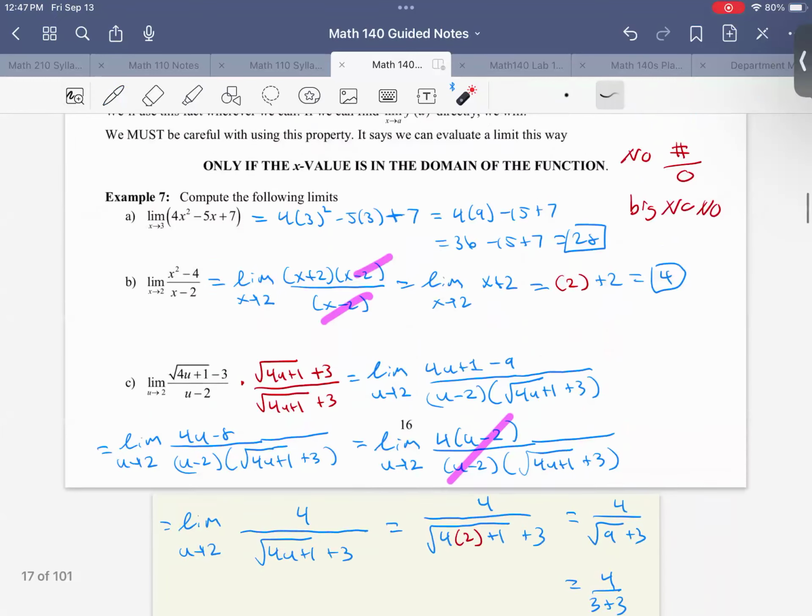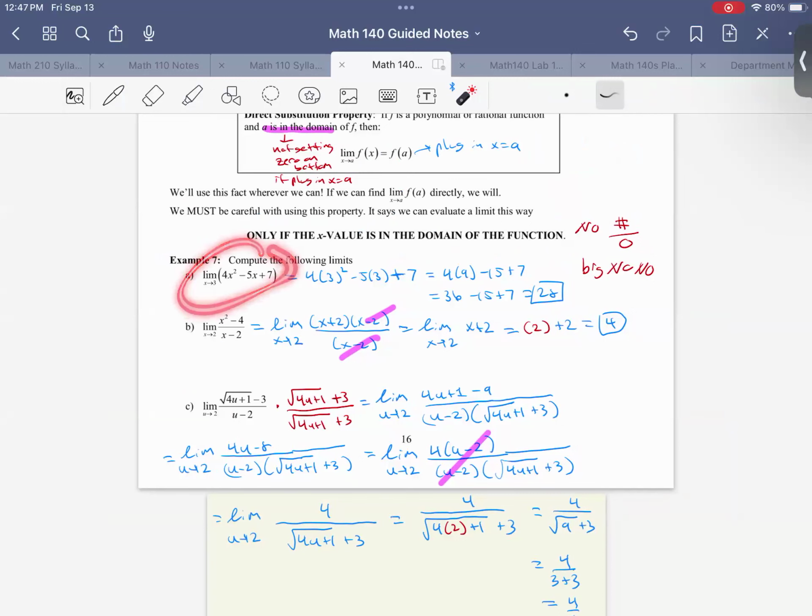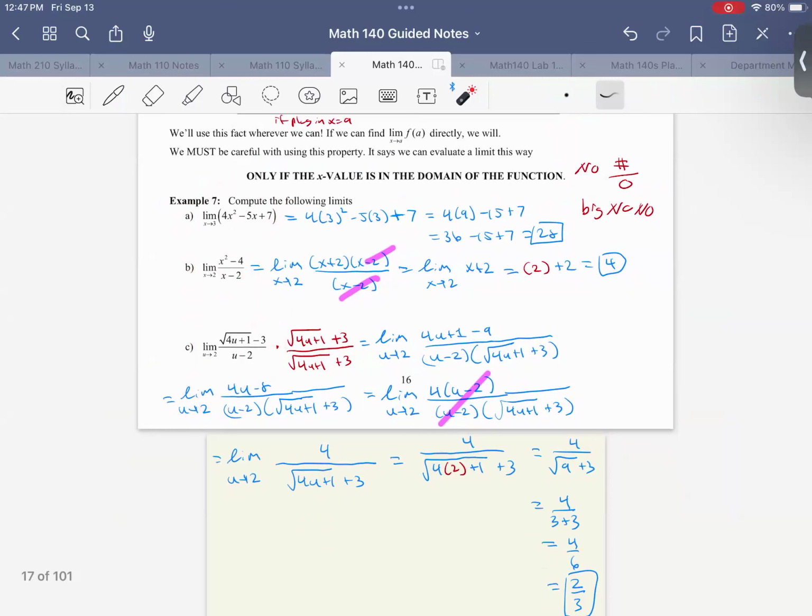And once again, if you can't just direct substitute it, there will be some algebra involved. And if you can't do any algebra, just graph it.